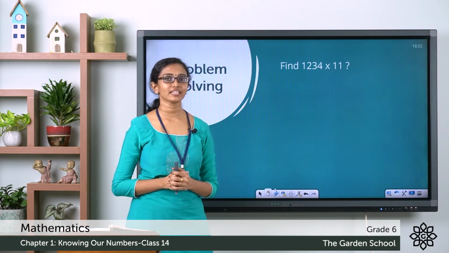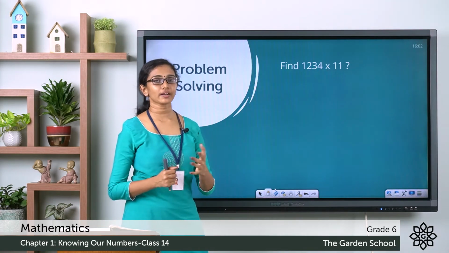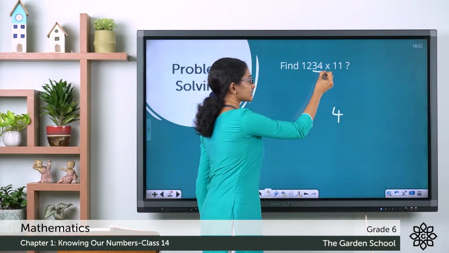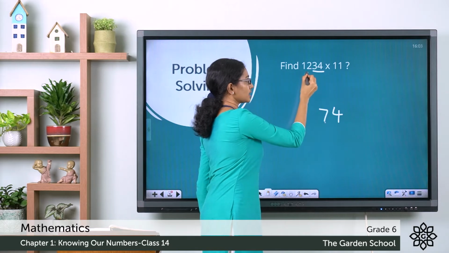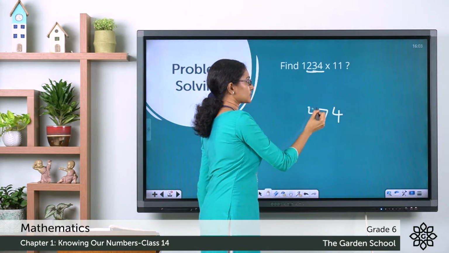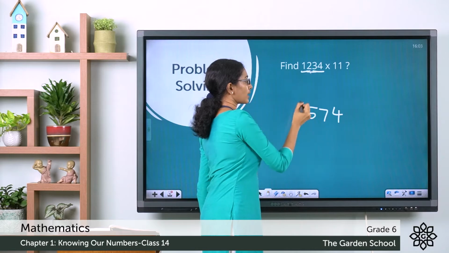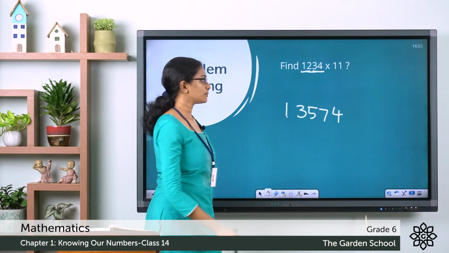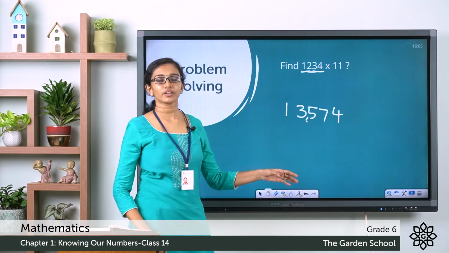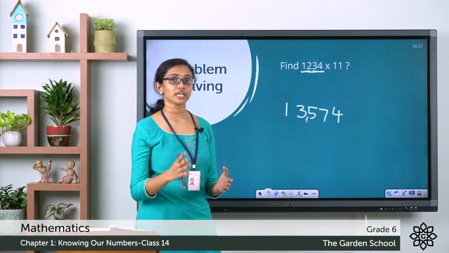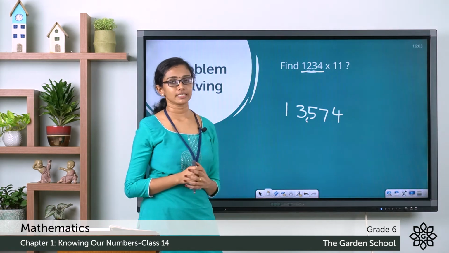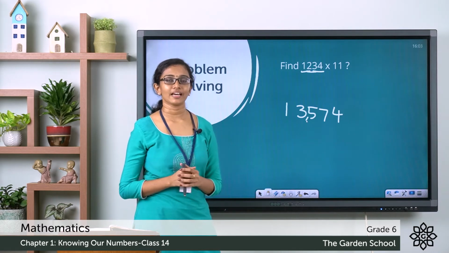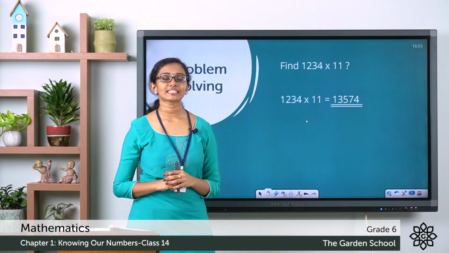That was easy, right? So let's see how we can write the product without actually even multiplying. So here you have to write 4 as it is. Then take the sum of 3 and 4, that is 7. Now take the sum of 2 and 3, that is 5. Now take the sum of 1 and 2, it is 3. Then write 1 as it is. So the product will be 13,574. If needed, you can recheck this answer by properly multiplying. So this is one easy method to multiply numbers with 11. So I hope you like this trick.